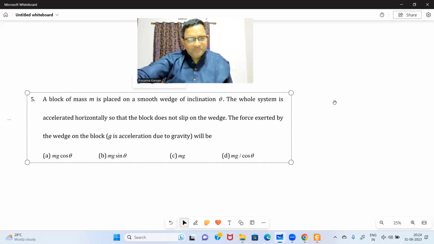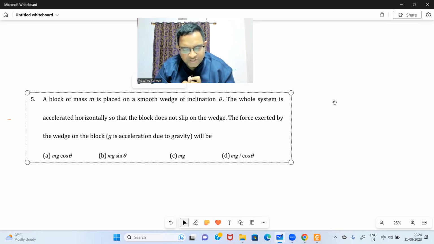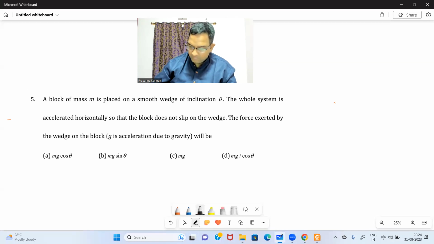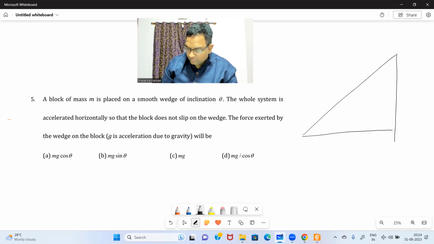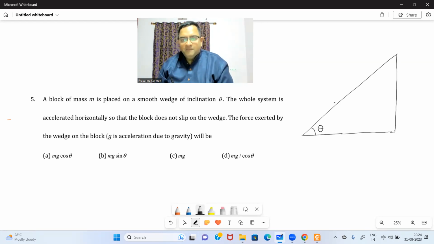All right. Now, a block of mass m is placed on a smooth wedge of inclination theta. So we have a wedge. Or you can consider it as a large wooden block, whose angle of inclination is theta. Now a mass is placed over it.